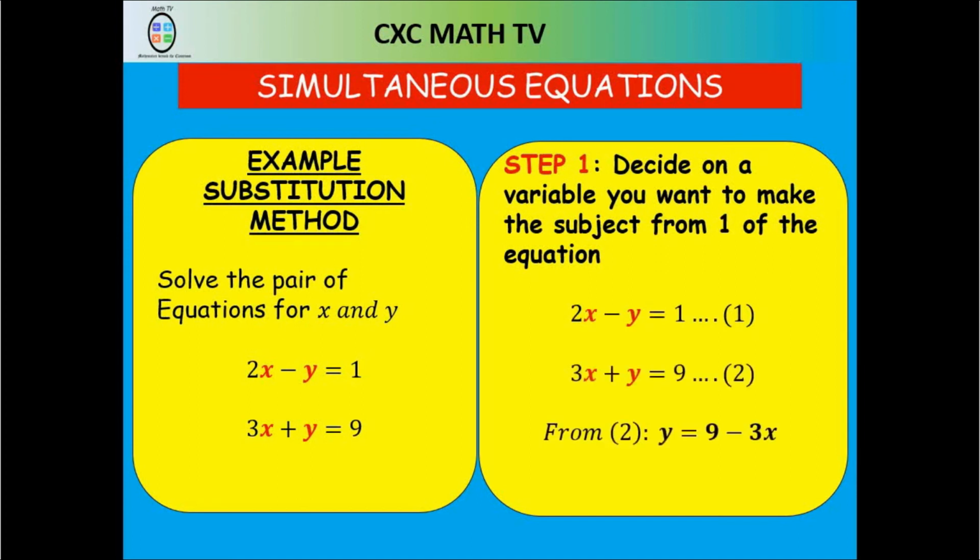Now what I'm going to do is from equation 2 make y the subject. Making y the subject, remember, all we do right here is subtract 3x from both sides. So 3x minus 3x, this would cancel. And so we end up getting y equal 9 minus 3x. Alright? So this is how we got that y is equal to 9 minus 3x from equation 2.